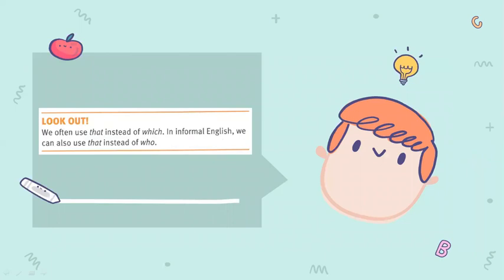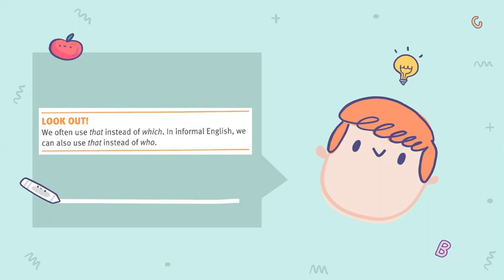Now, a few final things to mention. We can often use the pronoun that instead of which. So instead of saying the cat which is sitting on the table, we can say the cat that is sitting on the table. In informal English, we can also use that instead of who. So instead of the woman who is sitting at the bar, we can say the woman that is sitting at the bar.